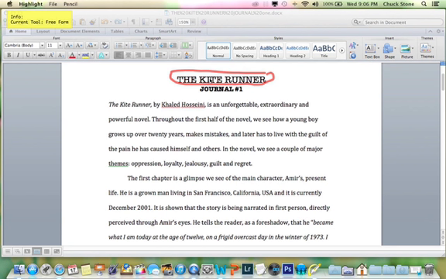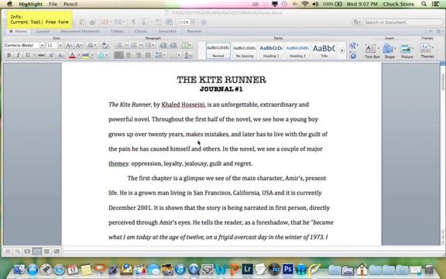The title should also be either underlined or italicized. I prefer that you italicize it. Journal number 1 should be on the same line as this part of the title, Kite Runner Journal number 1. Put it all in 12-point font and so on. Make sure you indent your first word in a paragraph. Let's go ahead and clear it out and look at the actual content here.